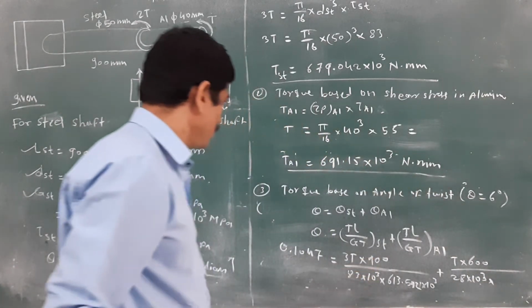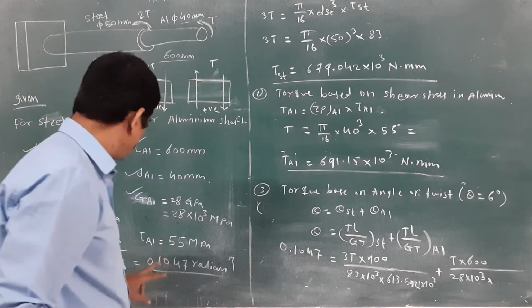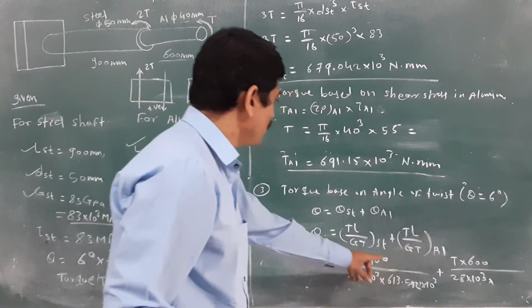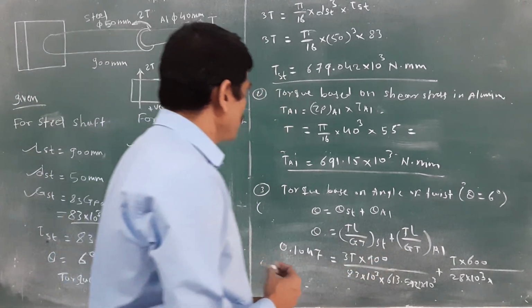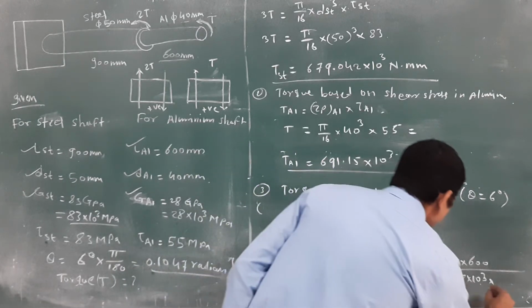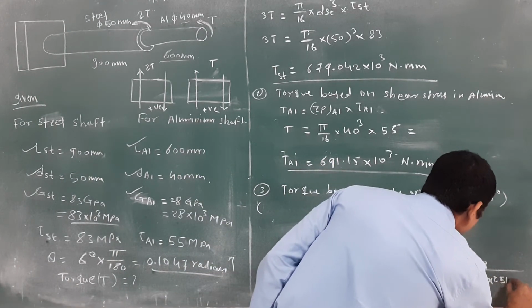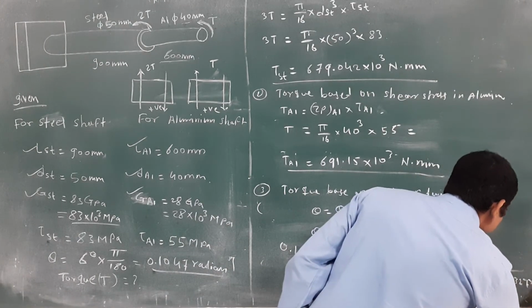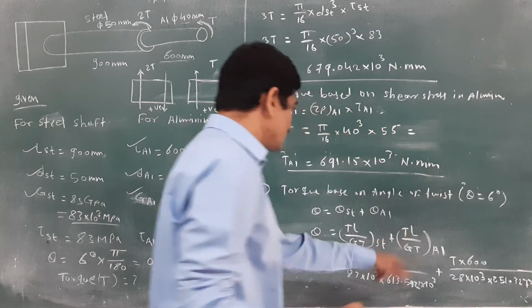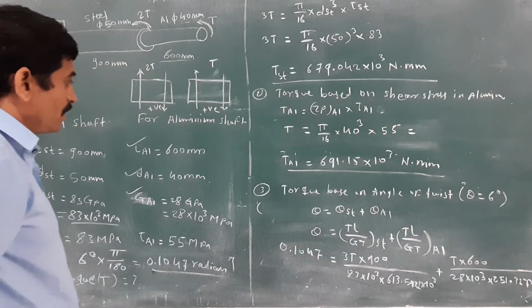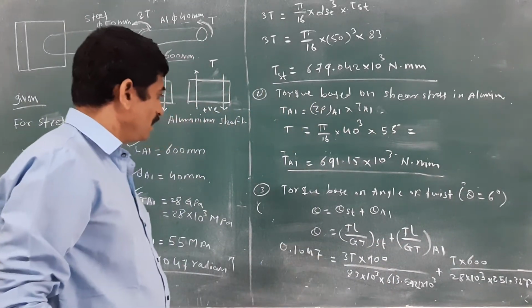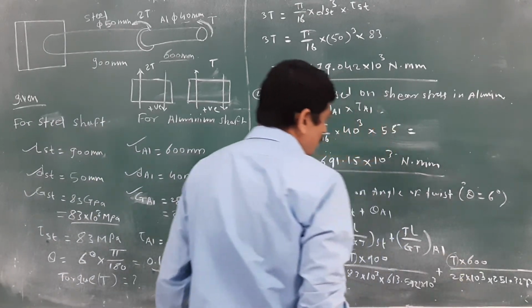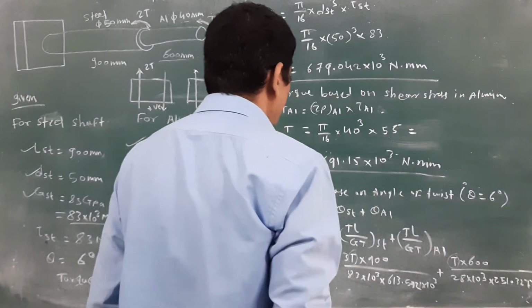What is the value of J? Tell me the value of J for the aluminium. Yes, anybody? 251, yes. 251.327 into 10 raised to 3. Check all the values we have put in this equation. Then the only unknown is T. If you have solved this, then you will get T.